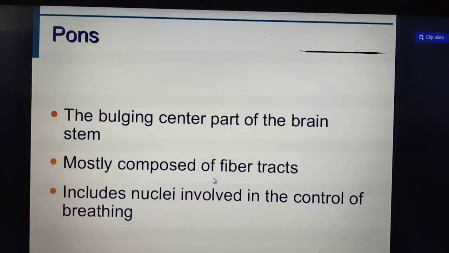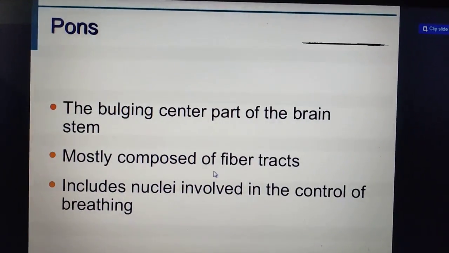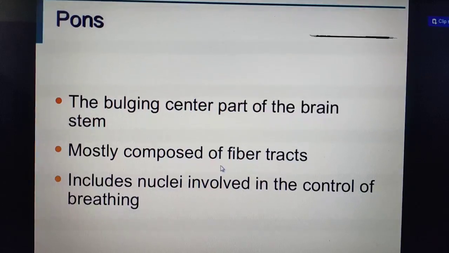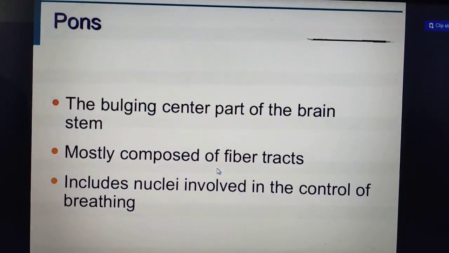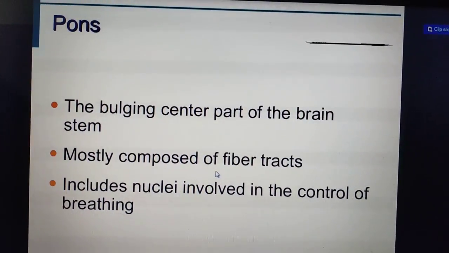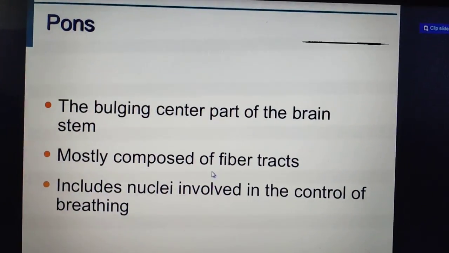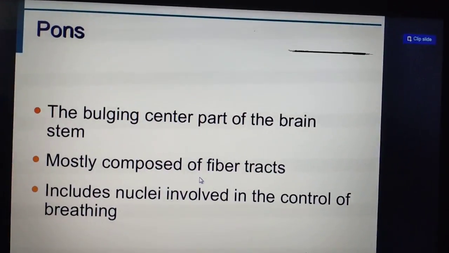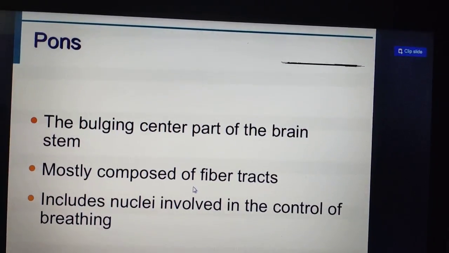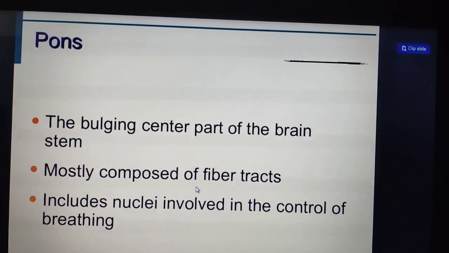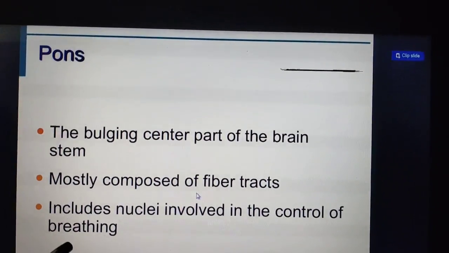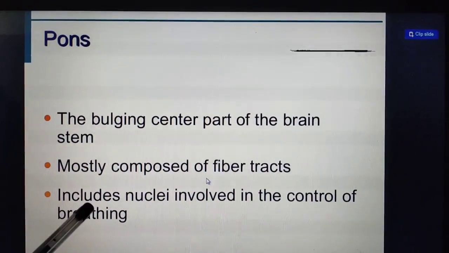Next we'll see the pons. The pons is the bulging central part of the brain stem, as we all know, isn't it? It is mostly composed of fiber tracts, including the nuclei involved in the control of breathing. You saw how the hypothalamus helps in temperature regulation. In the same way, the pons controls breathing. This much understanding is enough.